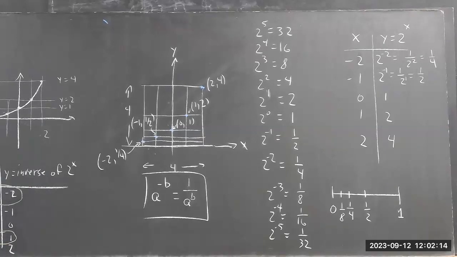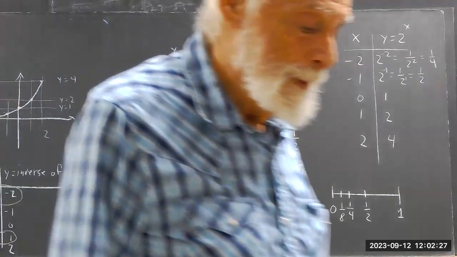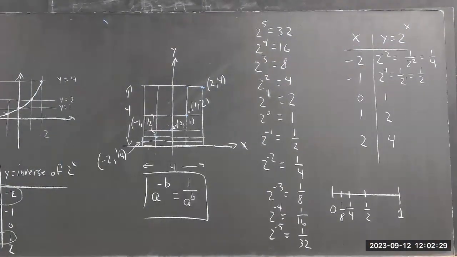So now the question is, if you got this graph, and most of you have it, can you locate the point 2, 1 on this graph? If you can, put a dot there and label it with the coordinates.